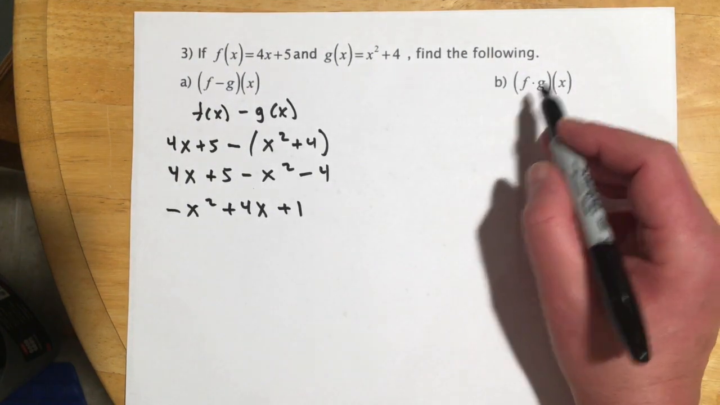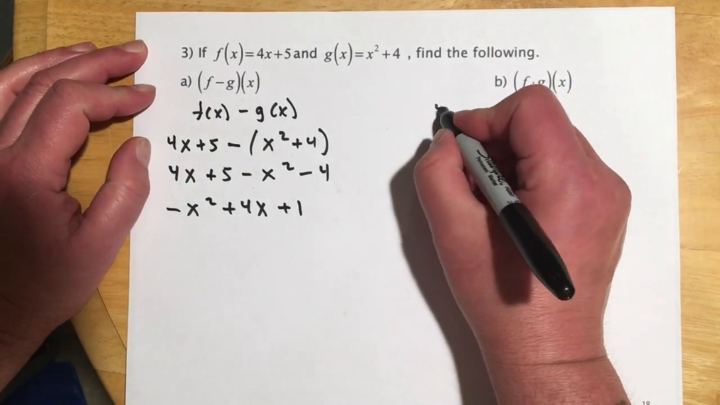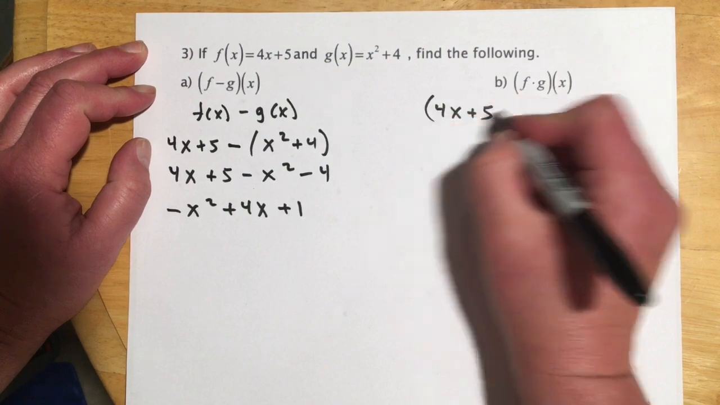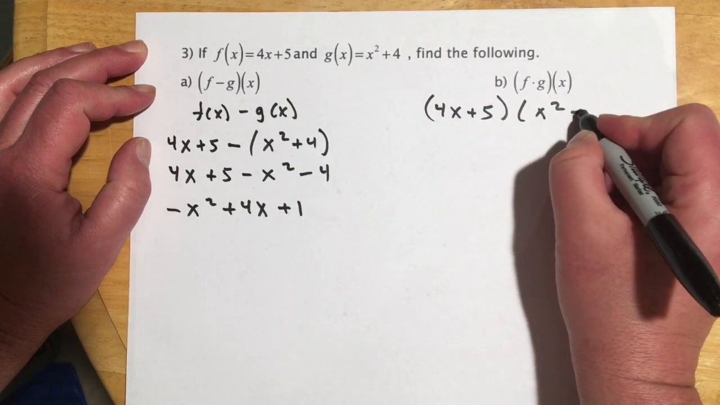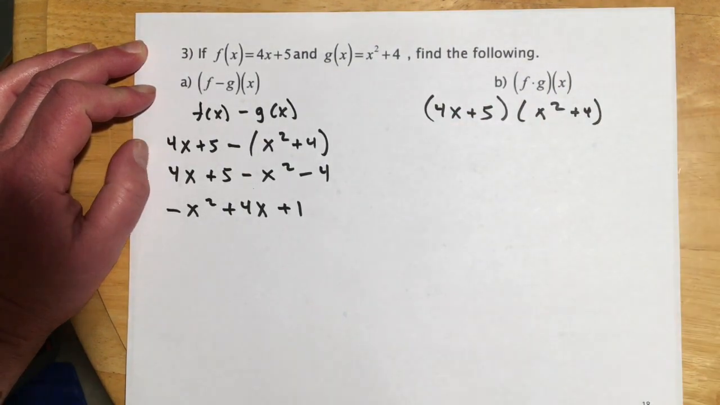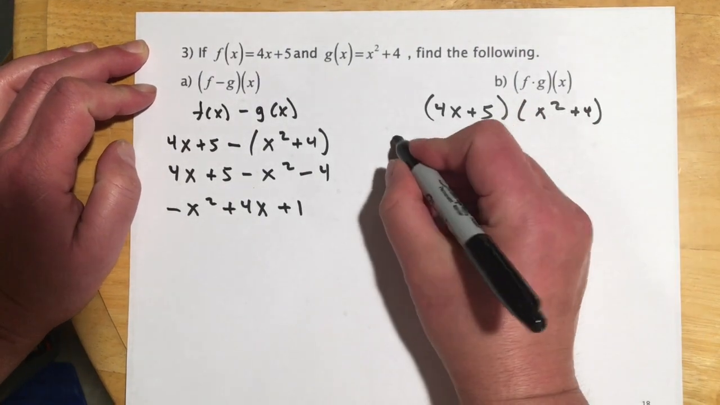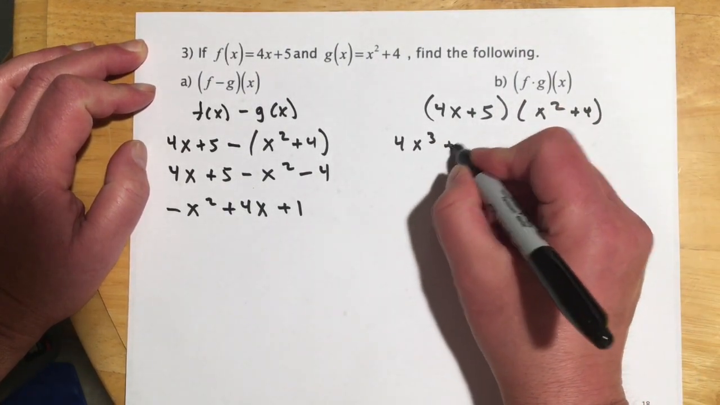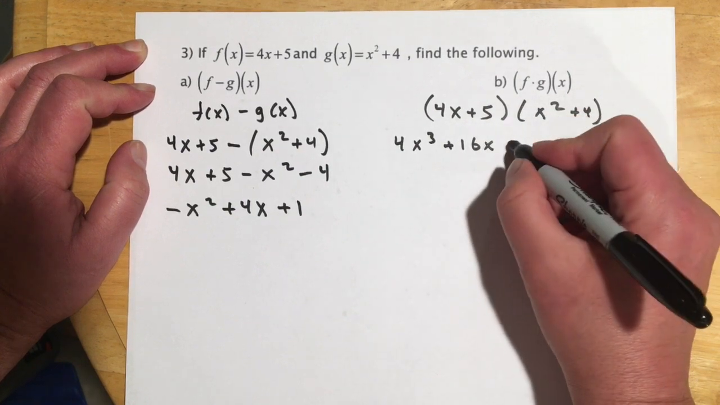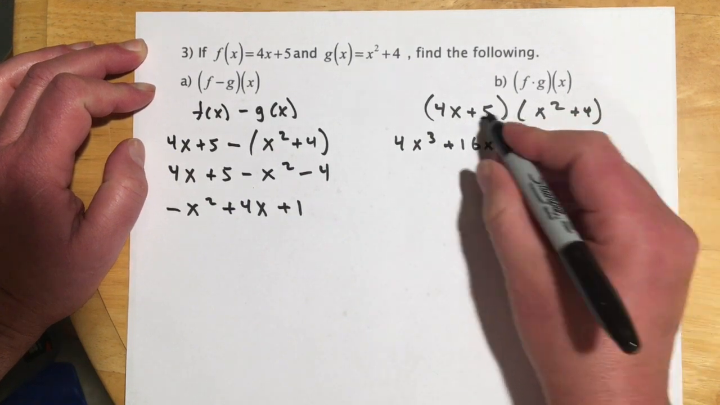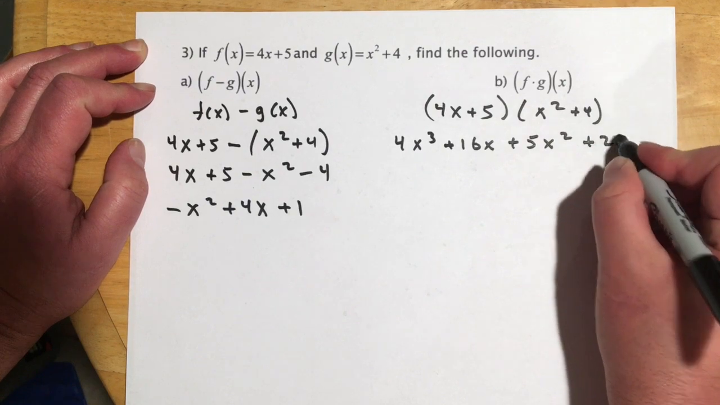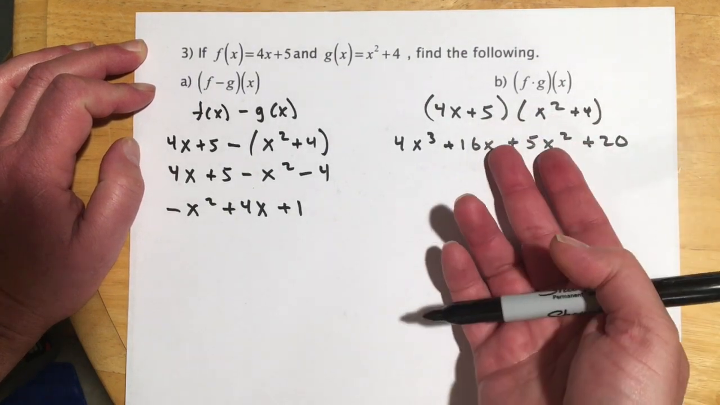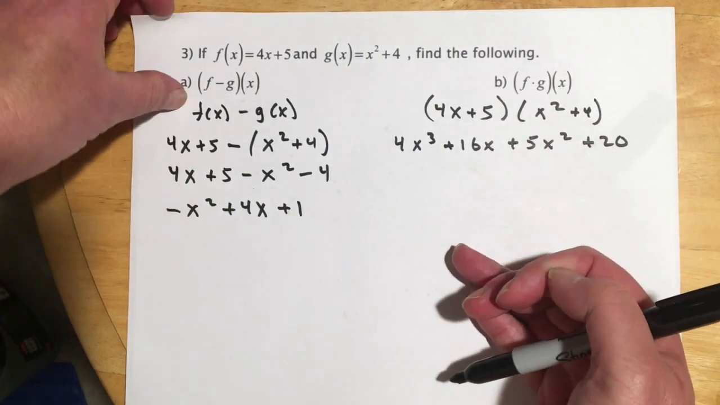The next one's f times g, so we're just going to do 4x plus 5 times x squared plus 4, and then FOIL it out. So that's going to make a 4x cubed, and then on the outside we get 16x, on the inside 5x squared, and on the end 20. And I could rewrite that if I wanted in descending order.